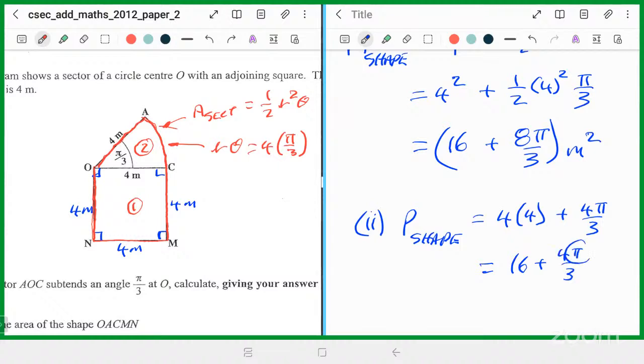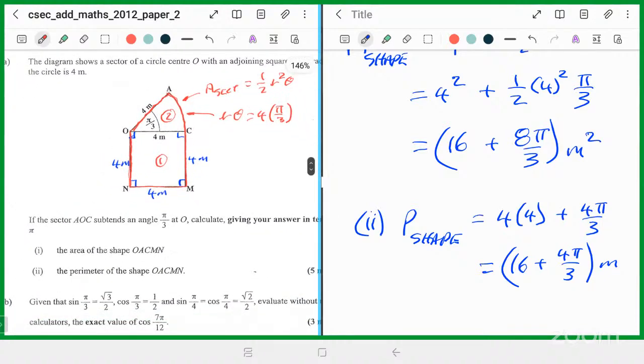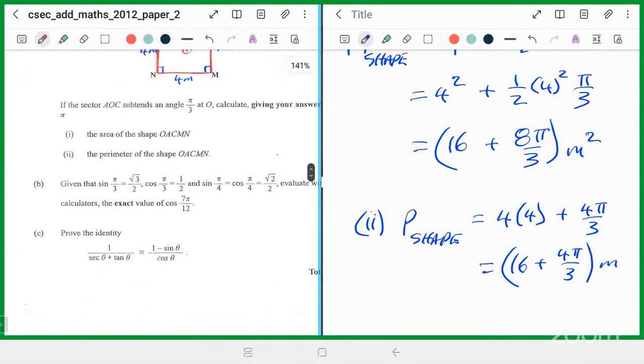And the question says in terms of pi, I believe it's an answer. Perimeter is a distance, which is measured in meters. Are you good with that? Yes, sir. And that finishes that part. Then we'll come down to this part down here.